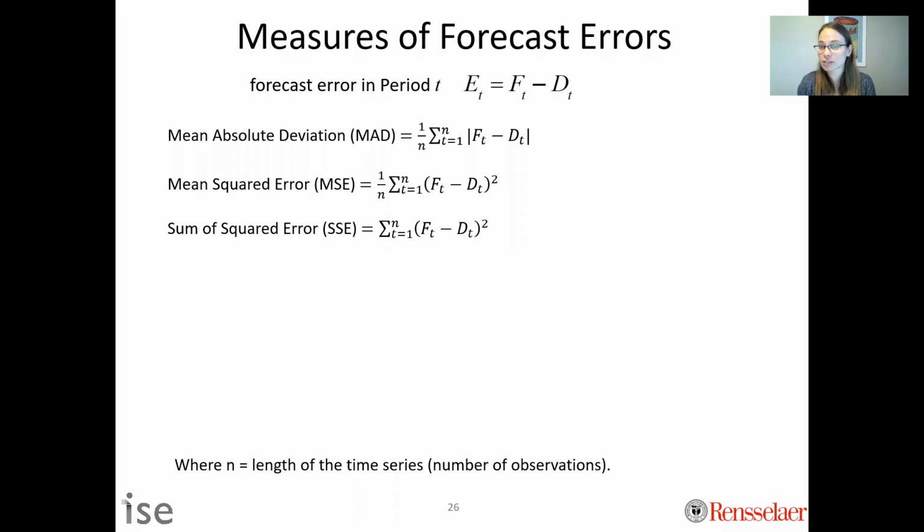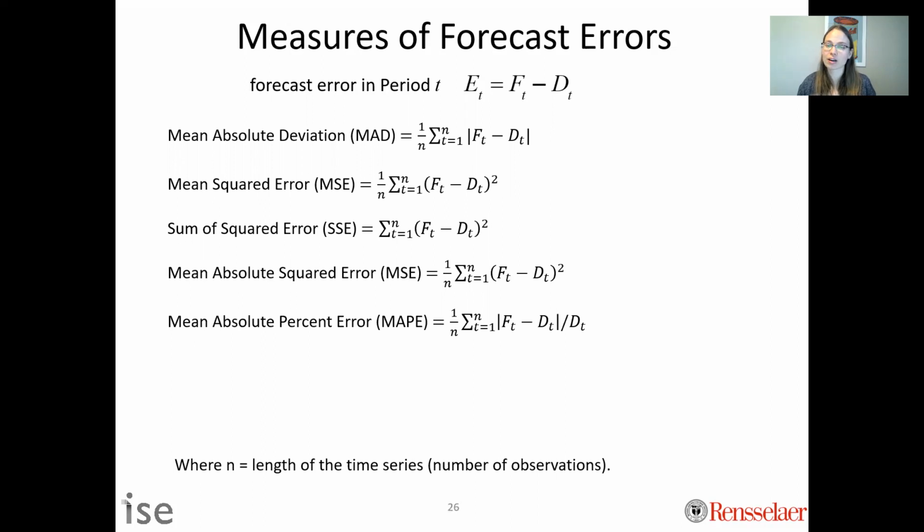Sometimes we don't necessarily care about the mean. We want the sum of squared errors. And as we'll see in R, the package that we use, SSE will show up. This is related directly to MSE in the sense that it just doesn't have 1 over n. Okay. There's also something called the mean absolute percent error.